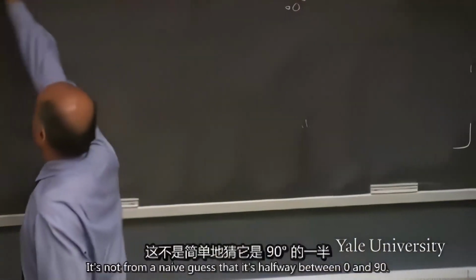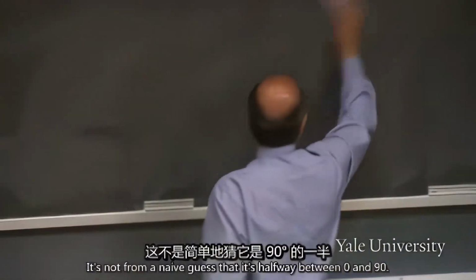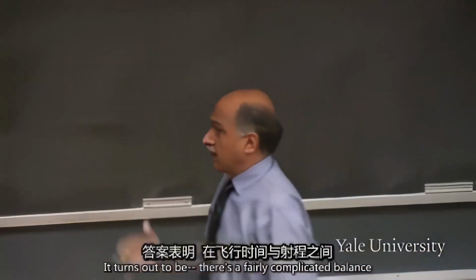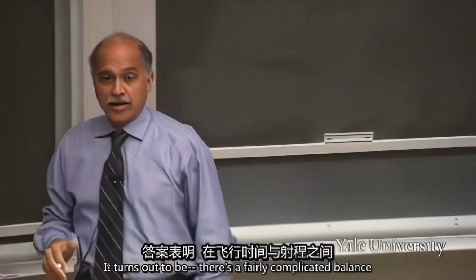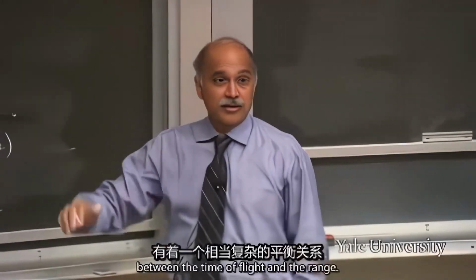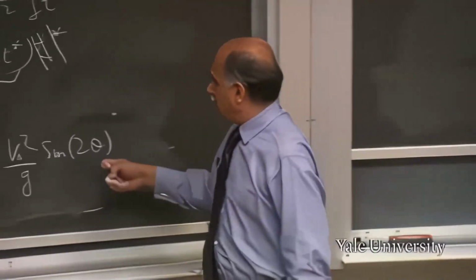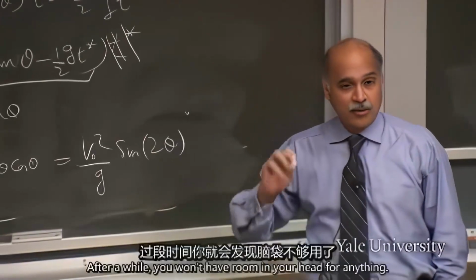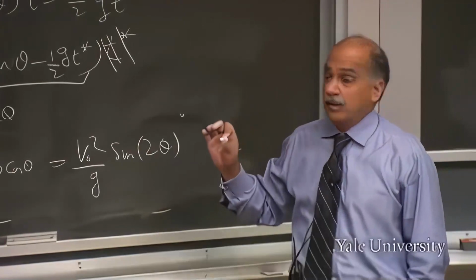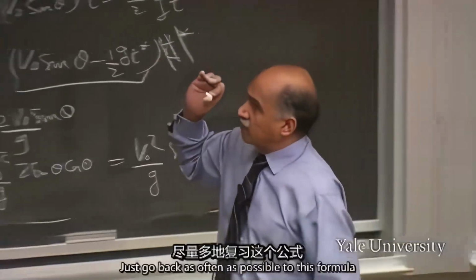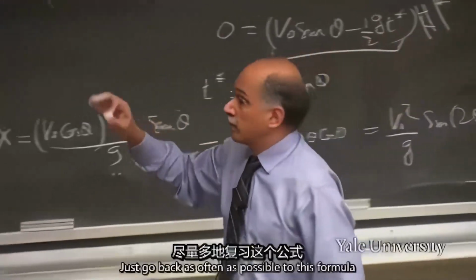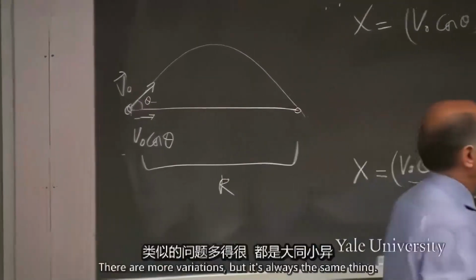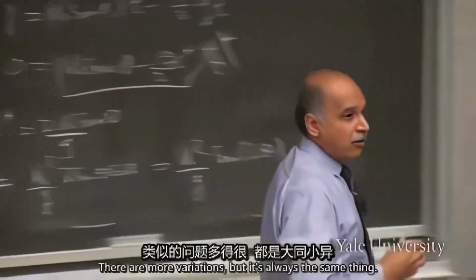But it's not from a naive guess that it's halfway between 0 and 90. It turns out to be a result of a fairly complicated balance between the time of flight and the range. So some people memorize this. I would say don't do that, because after a while you won't have room in your head for anything. Just go back as often as possible to this formula and work your way from there. Now there are more variations, but it's always the same thing.